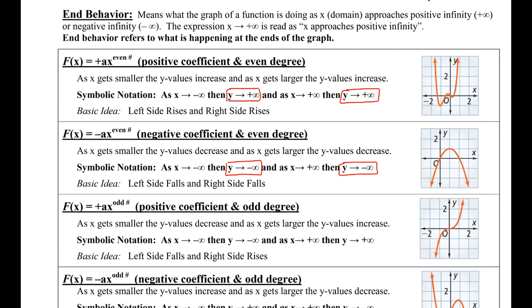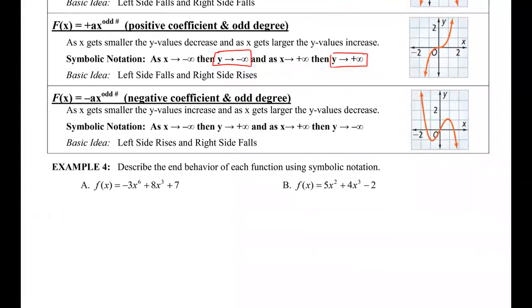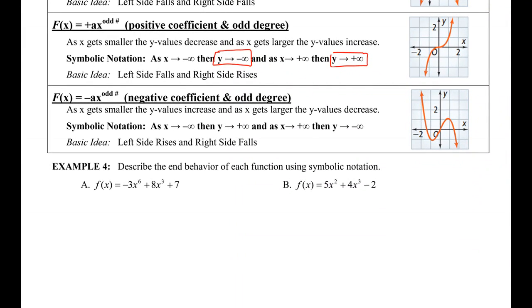Now it's going to look different if you have an odd degree. If you have a positive coefficient but an odd degree, as x approaches negative infinity, y approaches negative infinity. And as x approaches positive infinity, y approaches positive infinity. The last one is when you have a negative coefficient and an odd degree. And the symbolic notation is as x approaches negative infinity, y approaches positive infinity. And as x approaches positive infinity, then y approaches negative infinity.